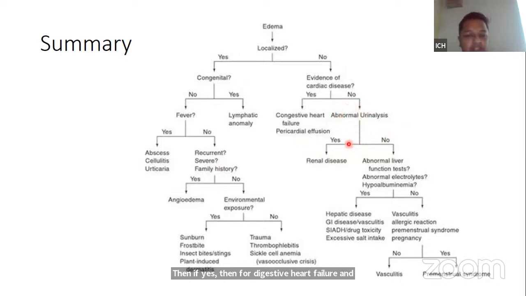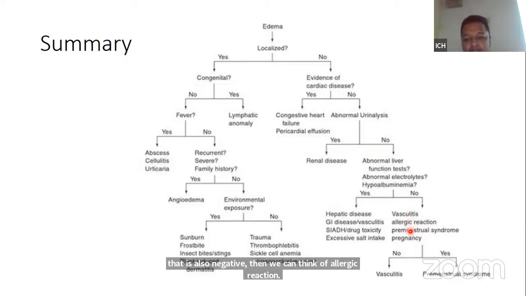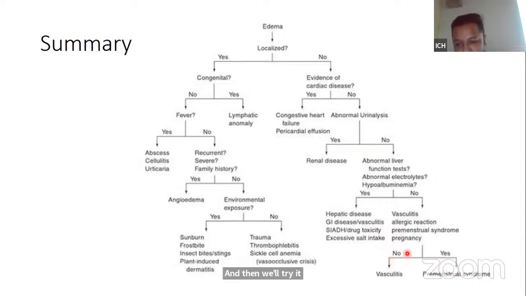If the urine report is suggesting some positive finding, then we'll think of renal disease. Otherwise, we'll check LFT, electrolytes and albumin levels. If it is suggestive of positive findings, then we can think of hepatic disease, GI disease, drug toxicity, and salt intake. If that is also negative, then we can think of allergic reaction, vasculitis, premenstrual syndrome. And then we'll further progress and differentiate between vasculitis and premenstrual syndrome.